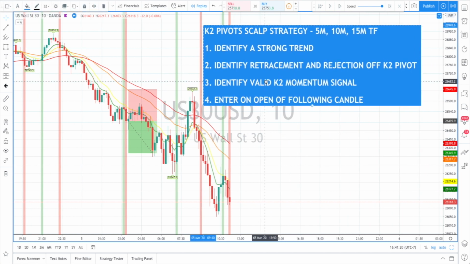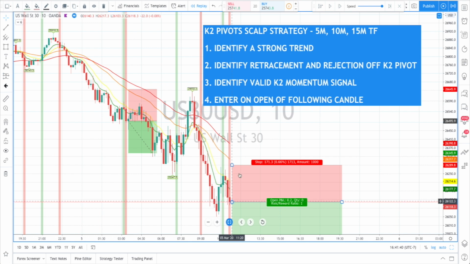So all 3 requirements have been met. We've identified a strong trend downwards by looking at the K2 pivots. We've identified a retracement and rejection off the K2 pivots right here. And lastly, we've identified a valid K2 momentum signal right here. So we can enter on the open of the following candle. Let's enter a short position right here.